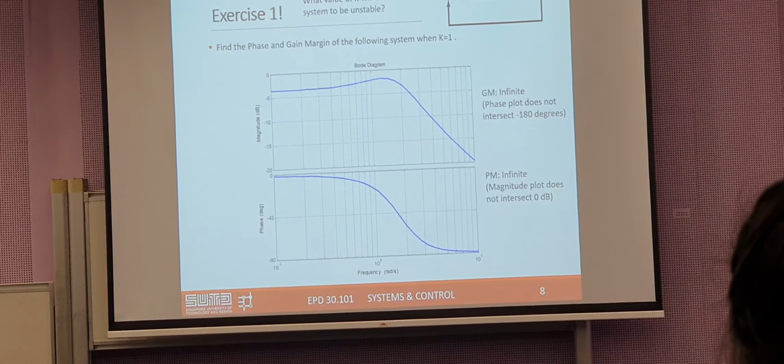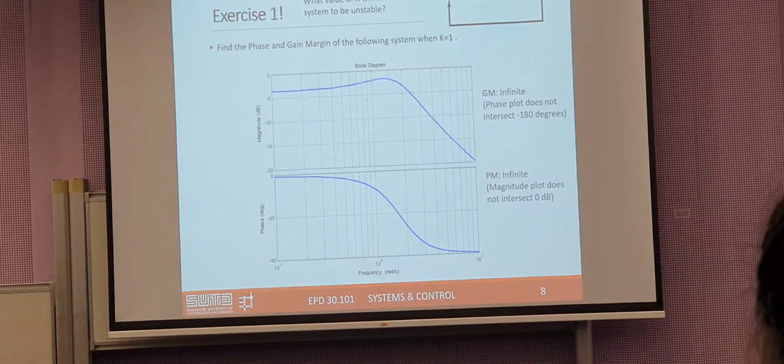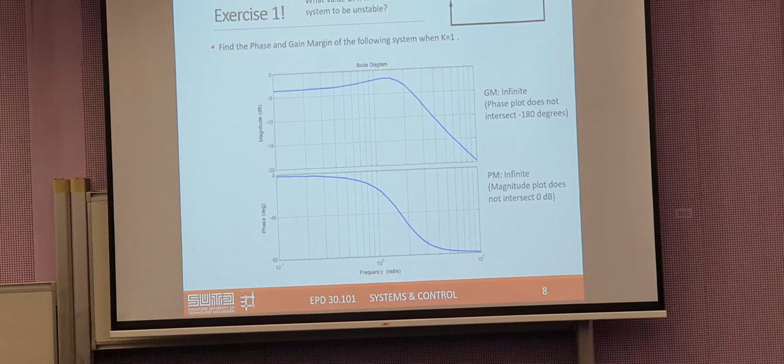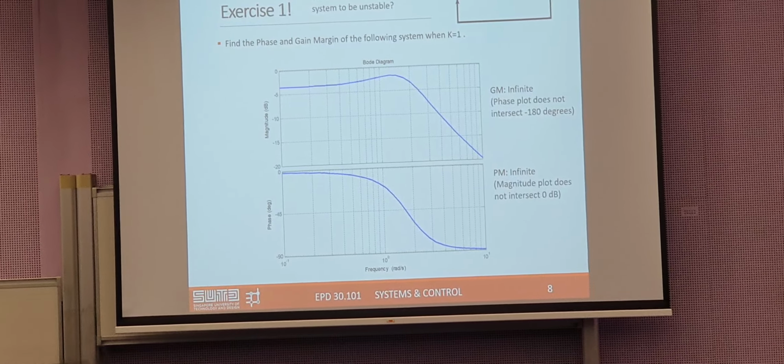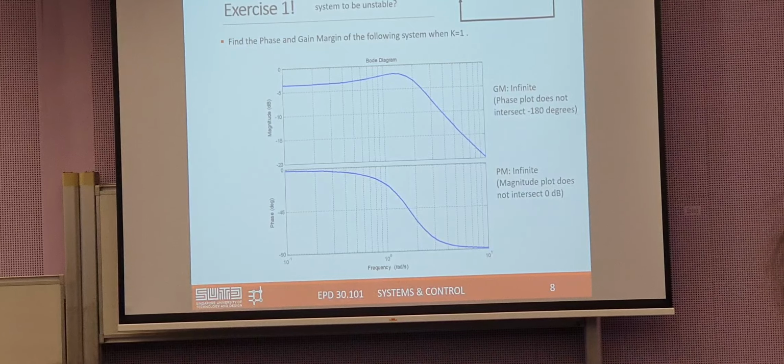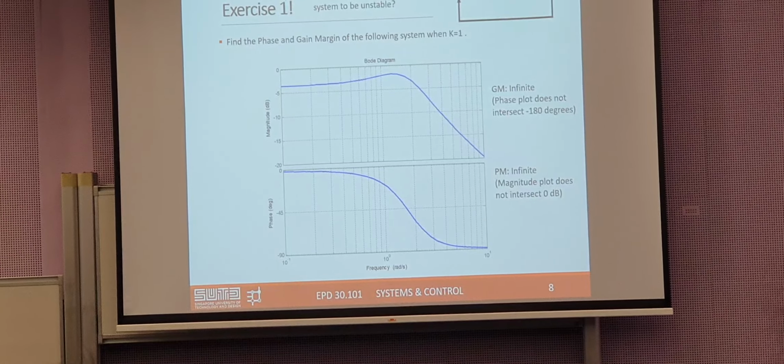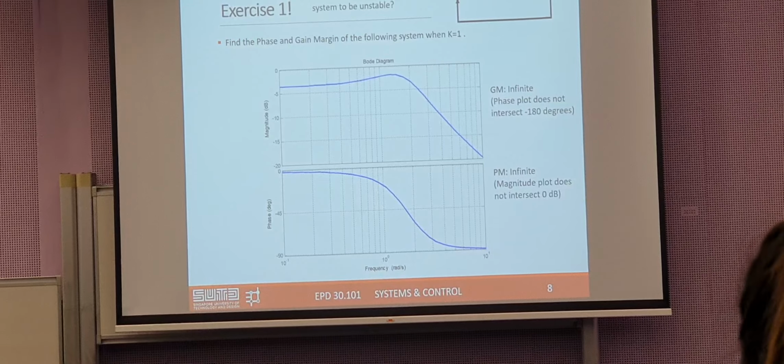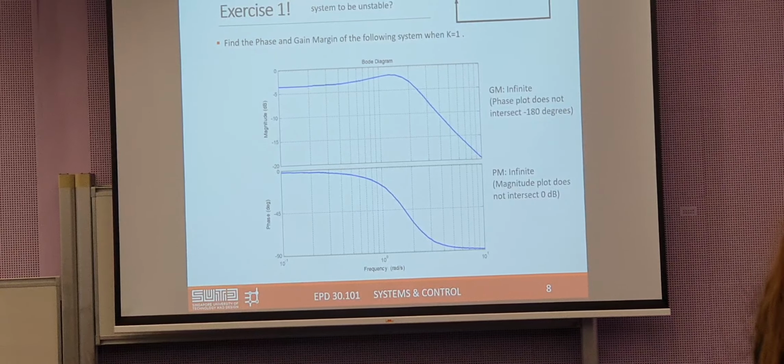So this is a simple example to get you going, where the phase margin and gain margin are not 0. Infinite doesn't mean 0, because 0 has a different connotation altogether: 0 means the system is marginally stable. So it's not that you cannot calculate it. It's just that the gain margin and phase margin are infinite. Your margin is more than what you can measure. So the system is stable.